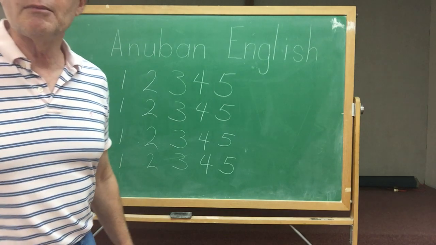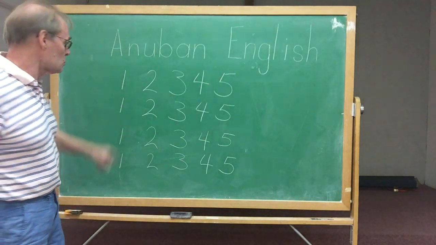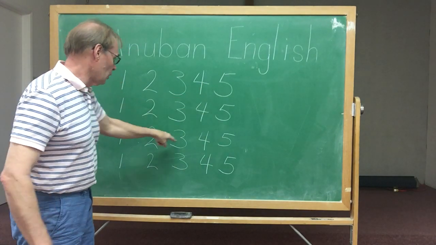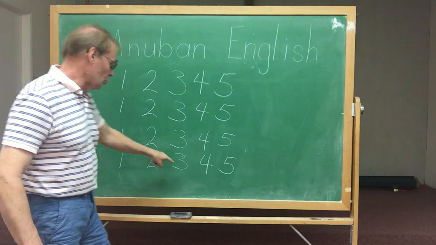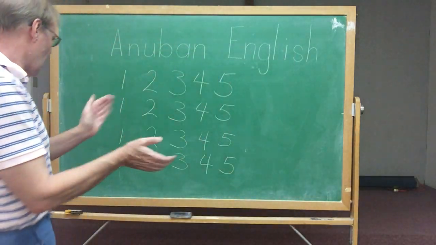So we have it how many times? We have it one, two, three, four times. One, two, three, four, five, four times over. Okay, that's good, huh? All right.